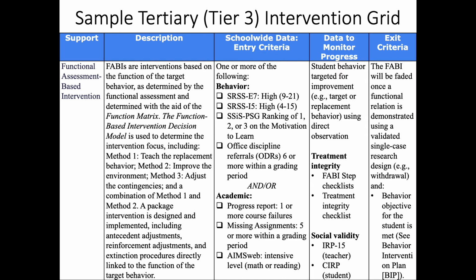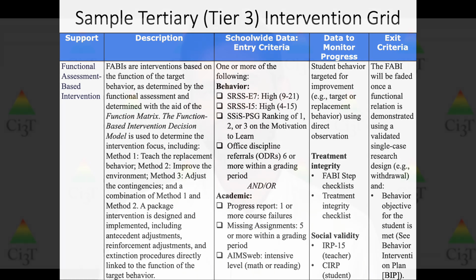For example, one evidence-based Tier 3 support is functional assessment-based intervention, which is a highly effective procedure for promoting pro-social behavior. This would not be done instead of your school-wide plan, but in addition to that plan. We do, though, want to reserve these intensive supports for students with the greatest need.